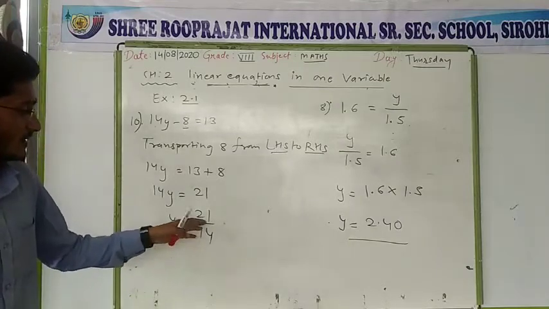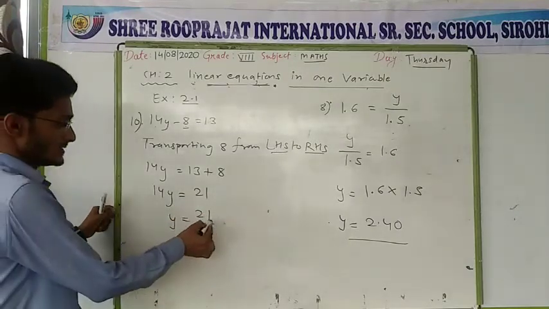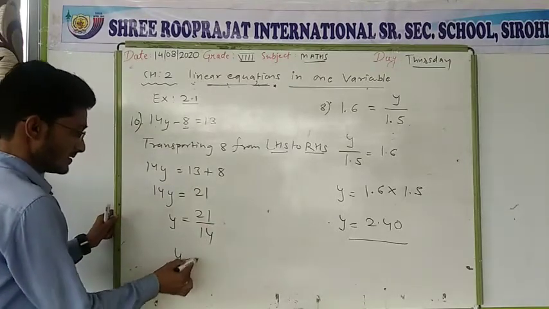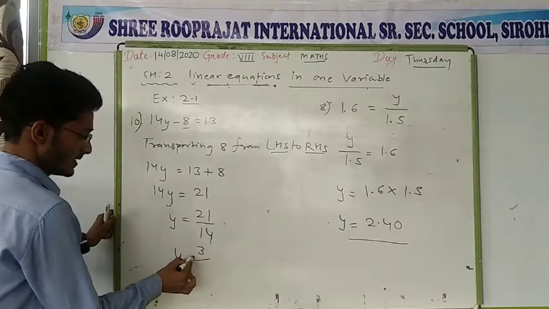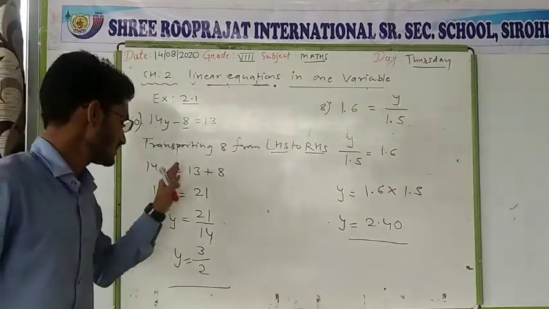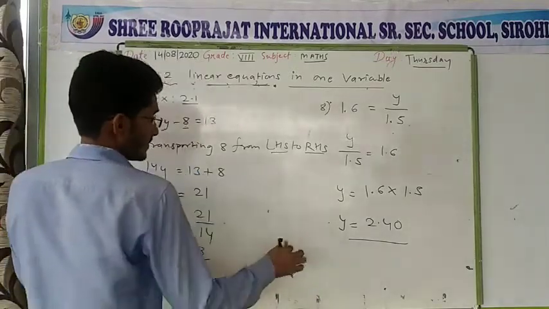If both the numerator and denominator can be divided by the same number, you can divide. You can see 21 and 14 both are divisible by 7. So if you divide by 7, 7 threes are 21 and 7 twos are 14. So the final answer of this question is 3 by 2. If you want to check, you can. Let's see.